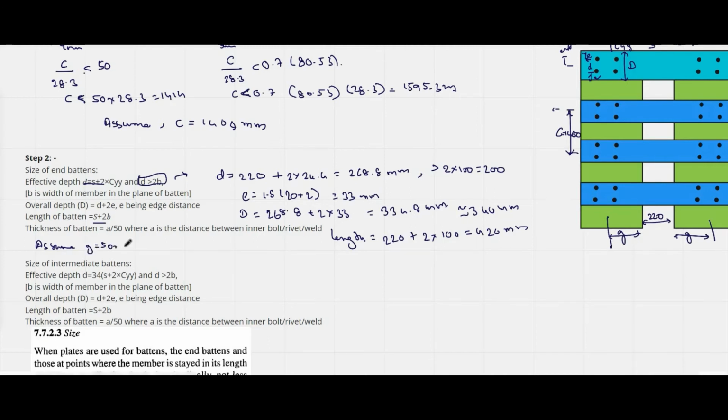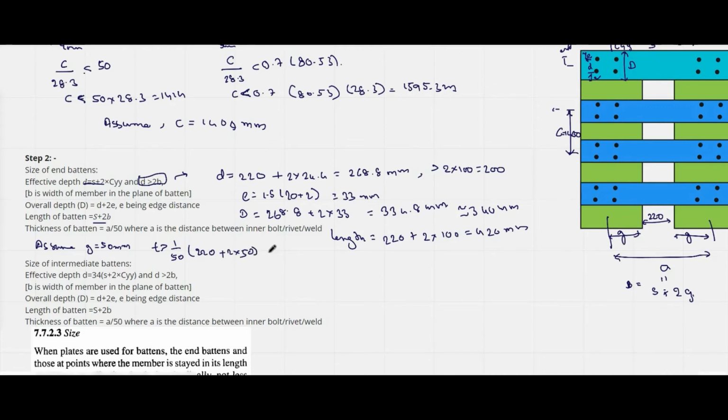G as 50 mm. So this distance will be our distance A, the distance between innermost bolts, which is equal to S, spacing, plus 2 into G. So the thickness of a member must not be less than 1 by 50th of S plus 2G. S is nothing but 220 plus 2 into 50.